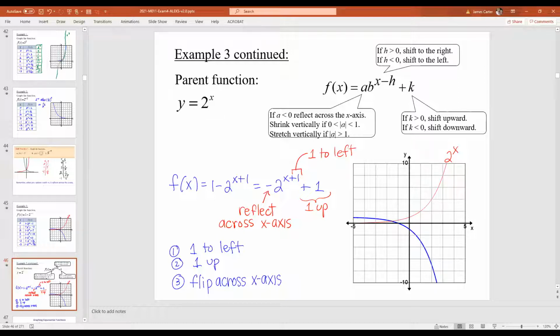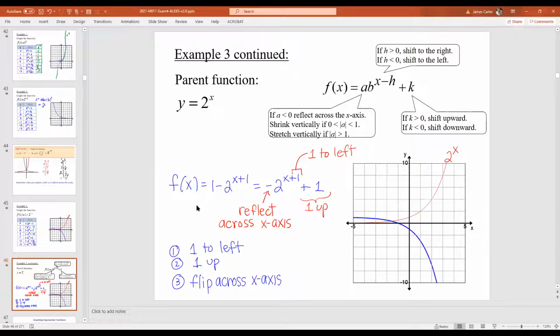If x is a negative number, then you would end up with x plus the number and shift to the right. In this case, we have it shifted to the right, or excuse me, to the left, because this is positive, an opposite of sign there. Okay, this number in front of the base, in this case, is -1. So that's going to flip it across the x-axis.